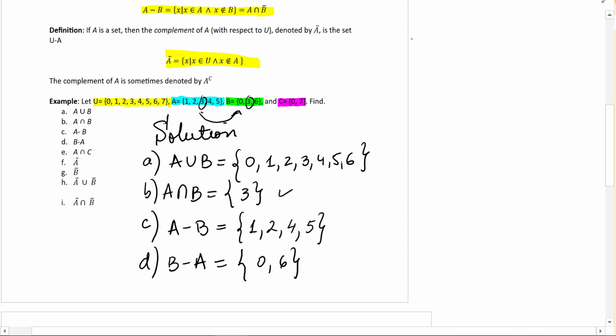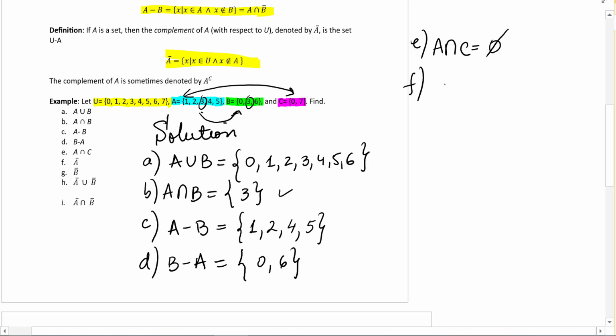E is A intersection C. So now we look at what is common between A and C. If we look at the elements, there is nothing in common between A and C, so we could write it like this, or we could use the empty set notation.